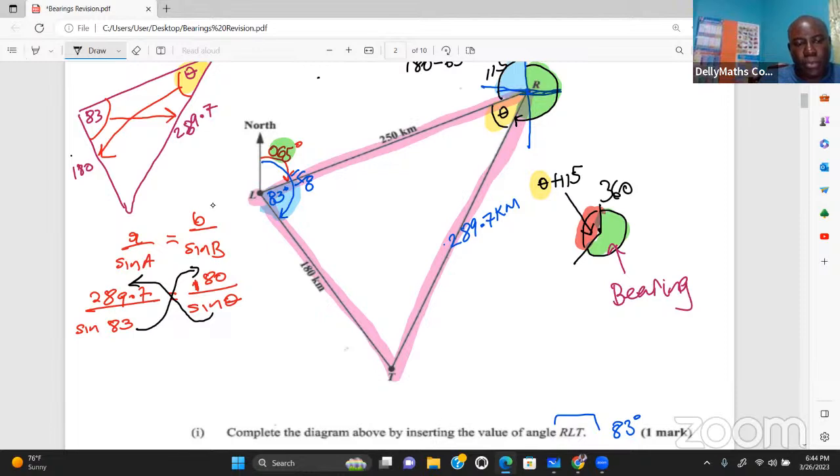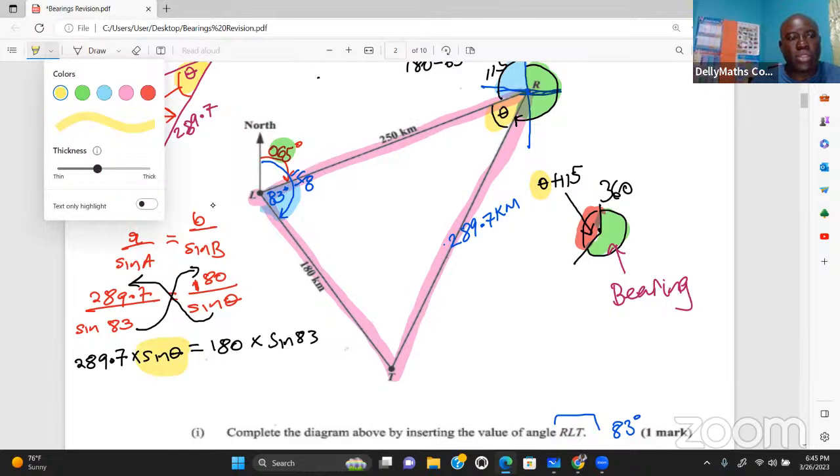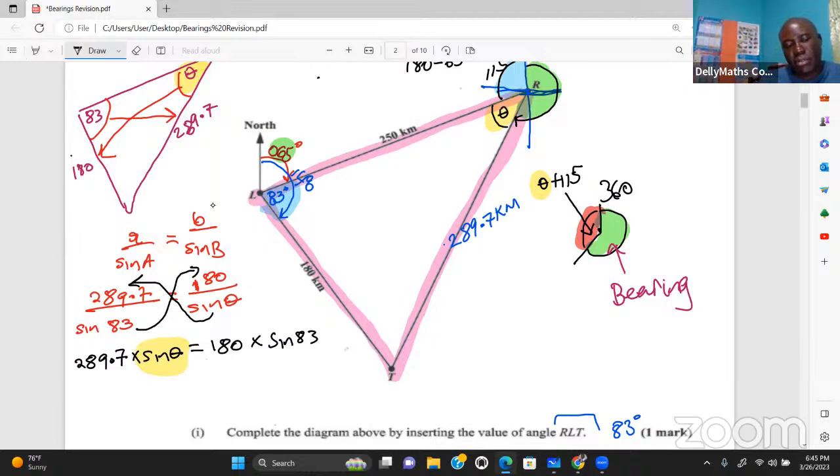Let me write them down. We're suggesting that 289.7 times the sine of the angle that we need is equal to 180 times the sine of 83. So there it is. We set up that. Remember, the intention is to find this, right? That means at this moment, what you want to do is divide both sides by 289.7. I keep saying 287, 289.7.